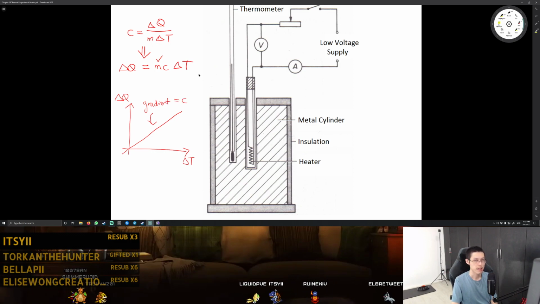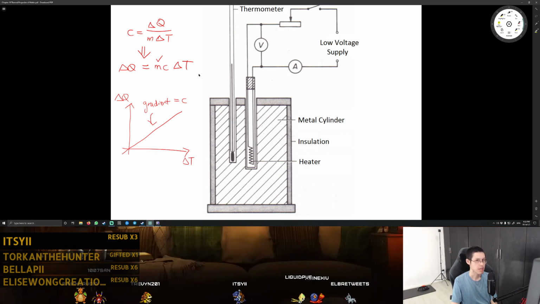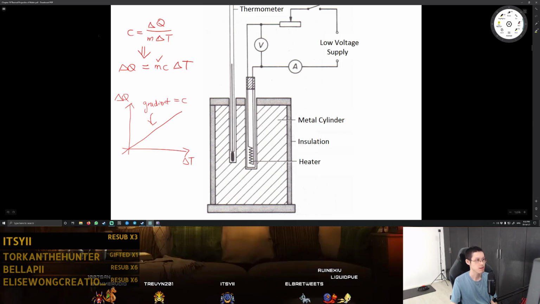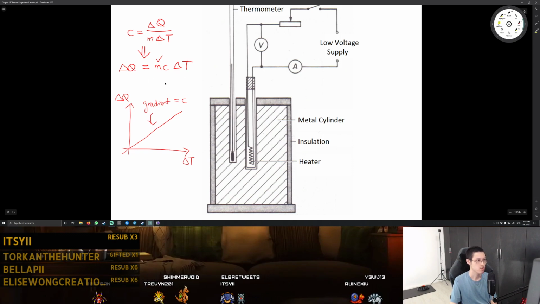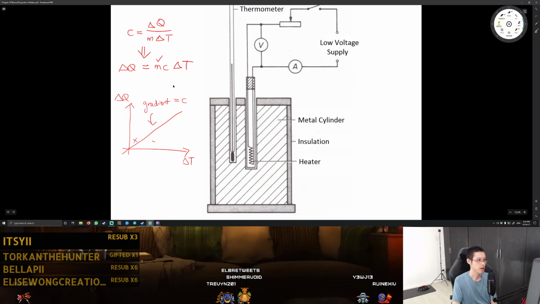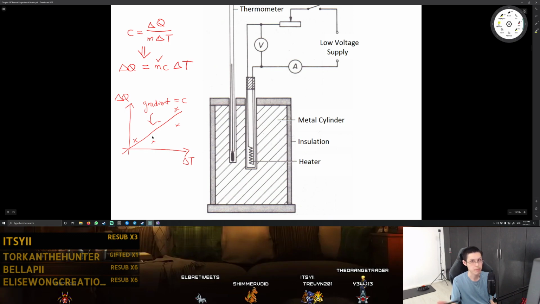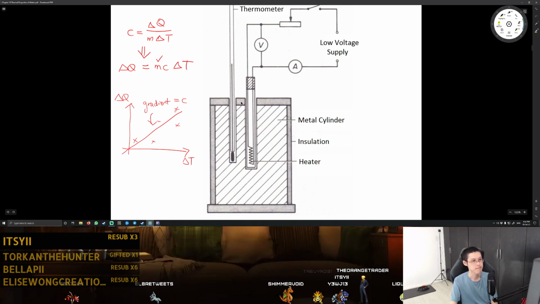So how do I get a line? Well, you're going to need multiple values of delta Q and delta T. So how do you get multiple values? You repeat the experiment multiple times, and then you're going to get a bunch of points, and then you draw the line of best fit. And then from the line of best fit, you can work out the gradient using what you have done in paper 3 from AS, okay?